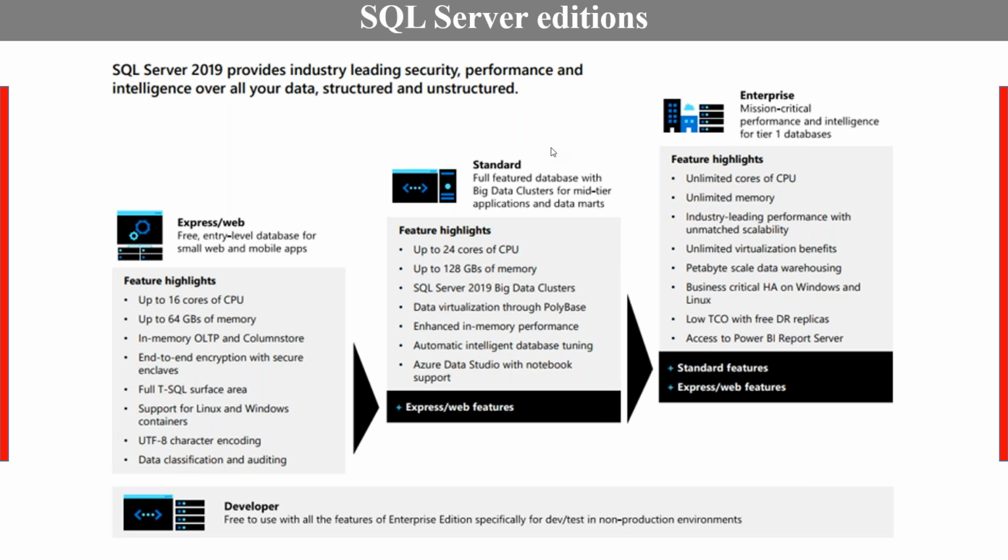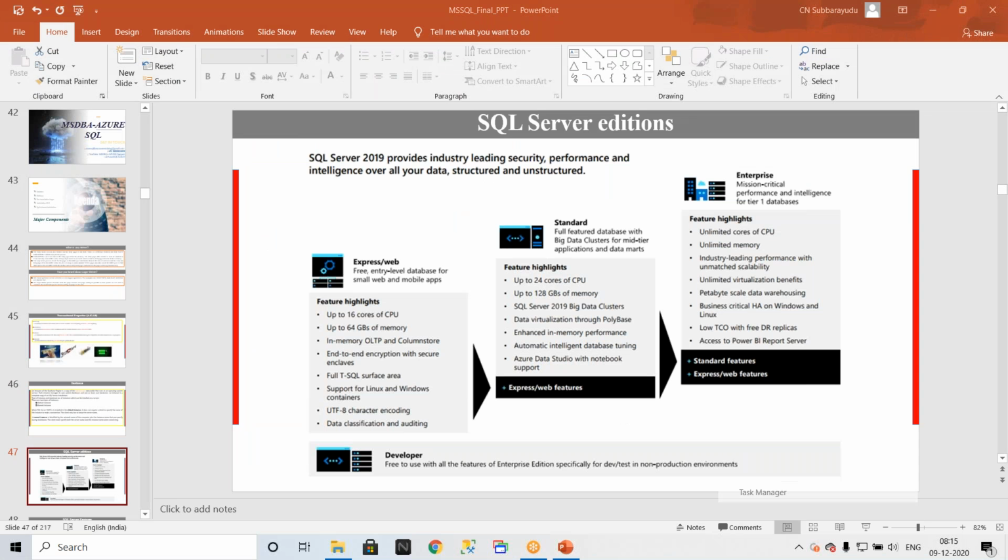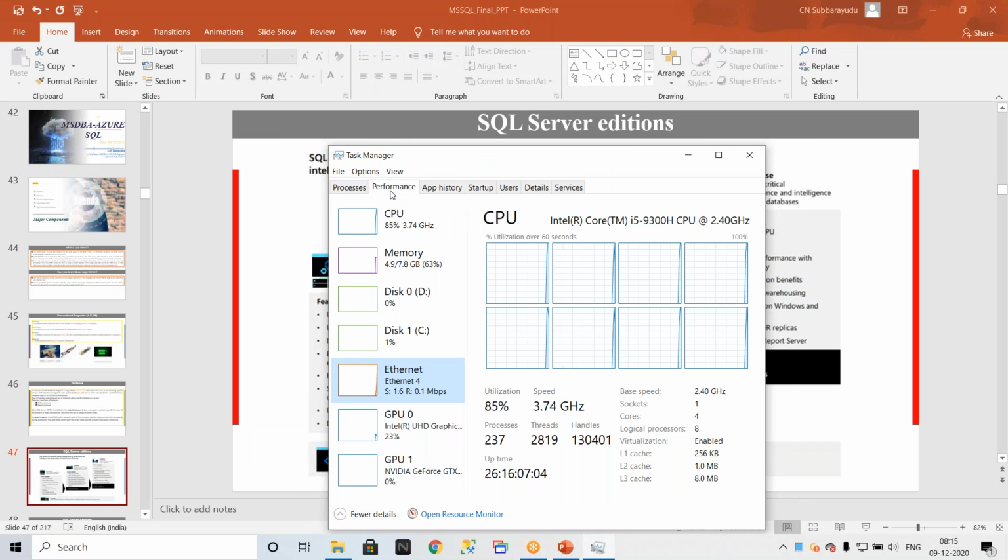Mostly used editions. It is nothing but a type of capacity plan, meaning we cannot go beyond it. Standard edition supports up to 20 core processors; you cannot increase more than 20 cores. See, my laptop has 8 core processors. Let me go to Task Manager, Performance. How many logical processors are available? 8. My laptop is running with 8 core processors.